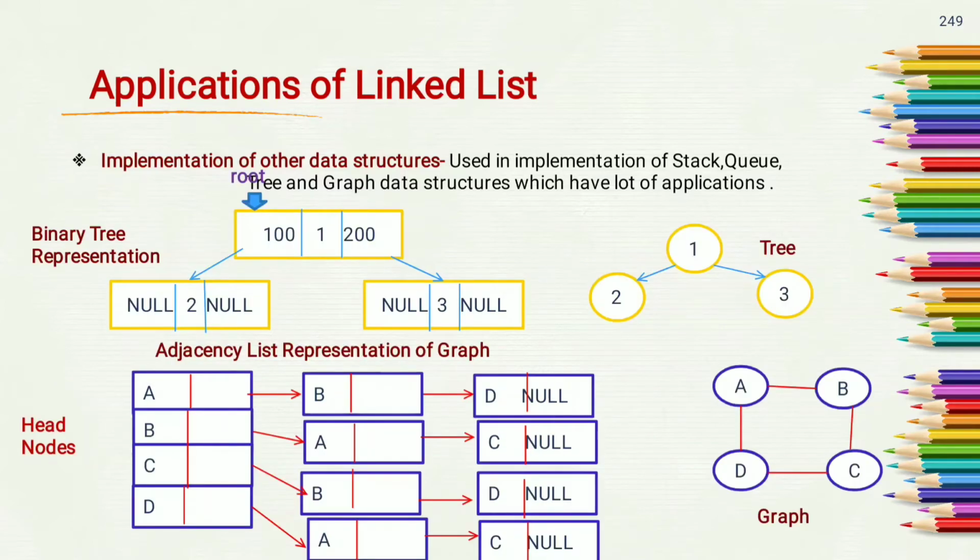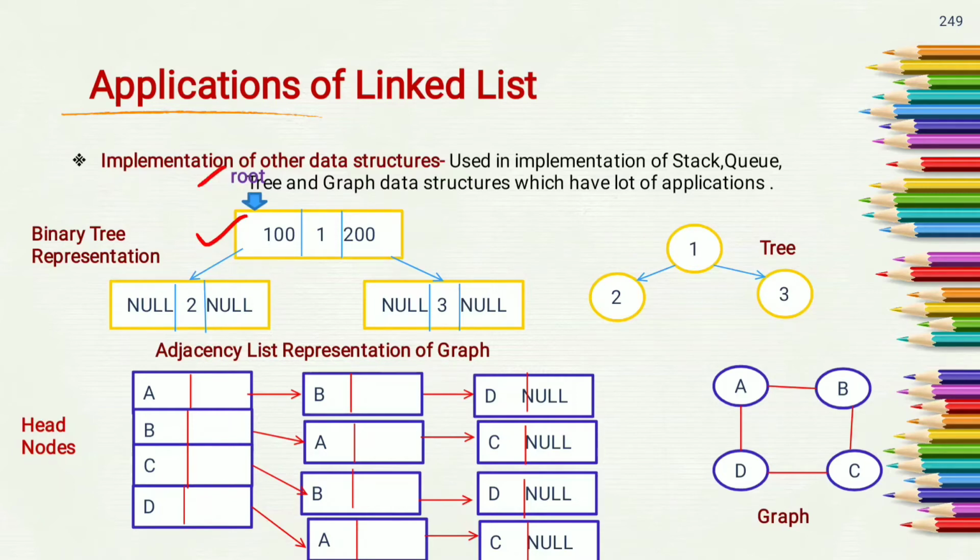We can also implement tree and graph, that are the examples of non-linear data structure with the help of linked list. Suppose this is a tree having 3 nodes 1, 2 and 3. Node 2 is the left child of node 1 and 3 is the right child of node 1. To represent this tree, which is a binary tree, we require a linked list, and each node contains 3 fields. First is pointer to left child, second is value which is stored in parent node, and next is pointer to right child. This is the first node of this tree which is called as root.